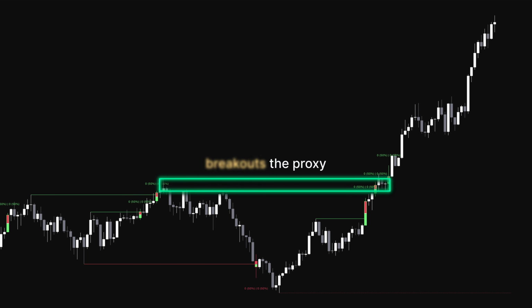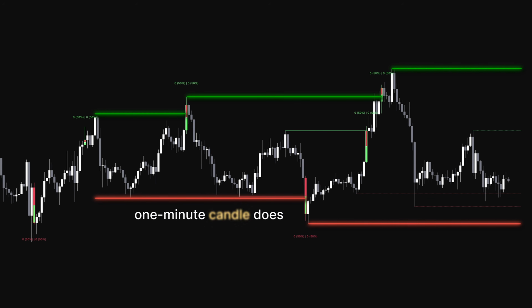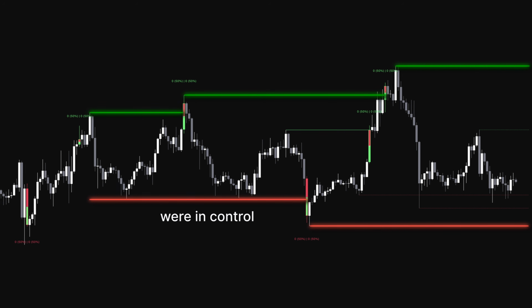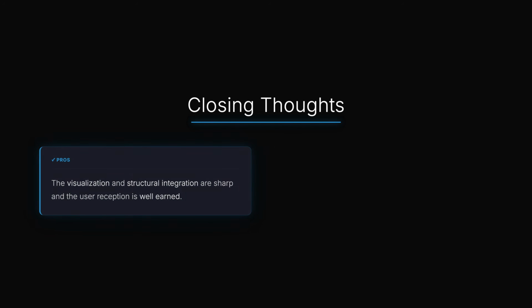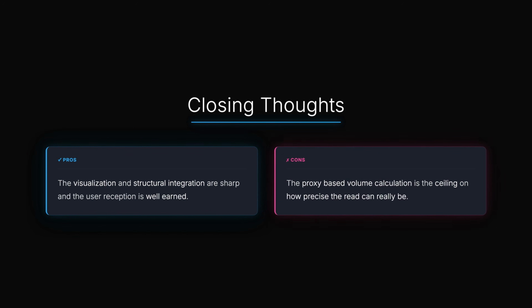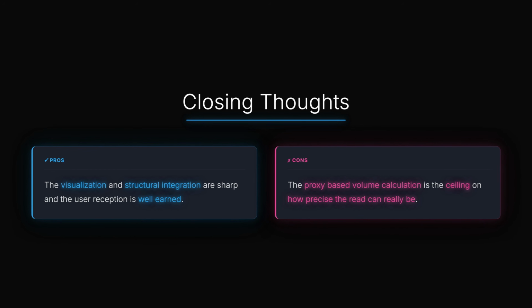On clean trending breakouts, the proxy lines up well with what actually happened on the order flow side. On choppy or two-sided breakouts, the percentages can drift from the real distribution, because a green 1-minute candle does not mean buyers were in control during that minute, only that the close finished above the open. The visualization and structural integration are sharp, and the user reception is well earned. The proxy-based volume calculation is the ceiling on how precise the read can really be.